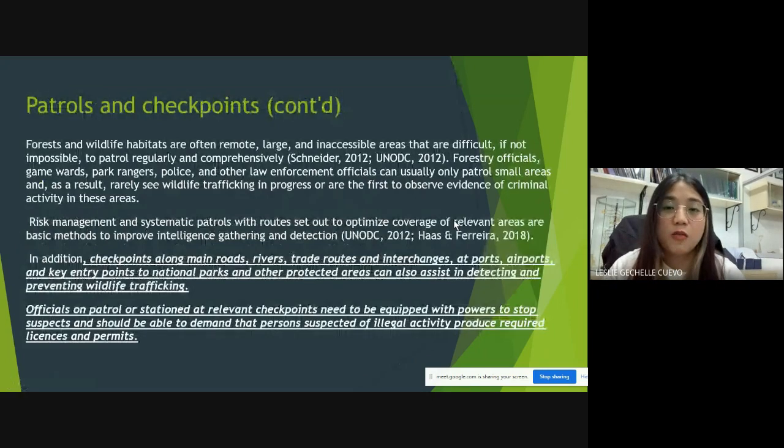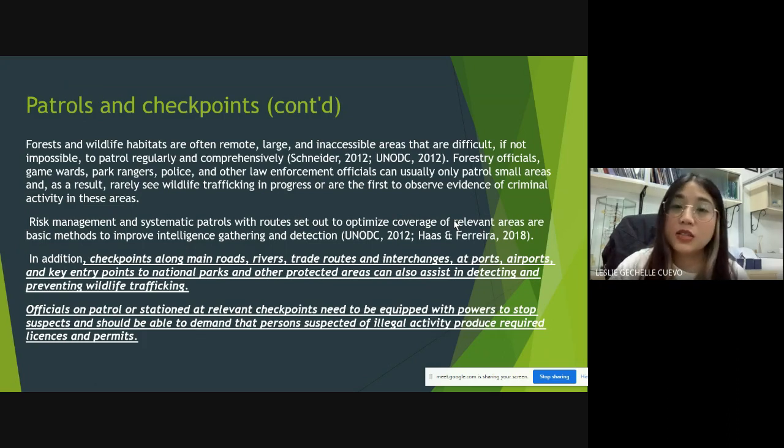Forests and wildlife habitats are often remote, large, and inaccessible areas that are difficult, if not impossible, to patrol regularly. Alam mo, magpatrol ka sa gubat, di ba? Medyo mahirap yon. And comprehensively. Forestry officials, game wards, park rangers, police, and other law enforcement officials can usually only patrol small areas and as a result, rarely see wildlife trafficking in progress or are the first to observe evidence of criminal activity in these areas.